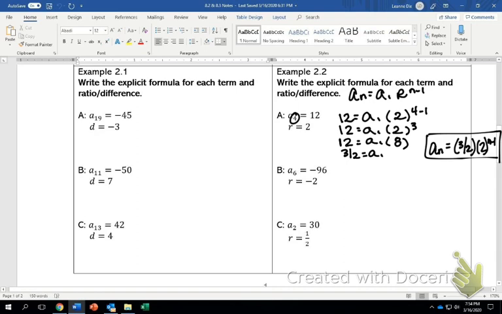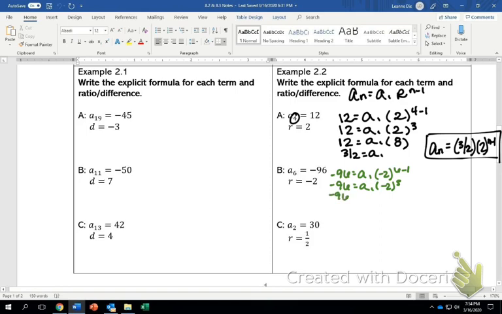And I'll let you do letter C by yourself. And I'll put it off to the side just so that we have a little bit more room. -96 is going to equal a sub 1 times -2 to the power of 6 minus 1. -96 is good to go, but we need to subtract our exponents and get a 5.